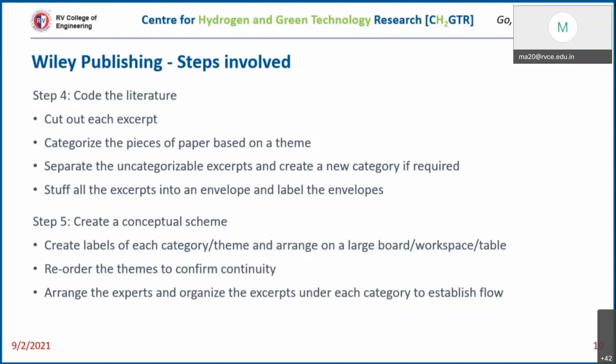So you get a better picture. So just on one table or on one board, you get to see all the information that you have collected. So to do the same thing on a soft copy, it's a little difficult. It might look cumbersome and the visibility may not be very clear. So that is about step 5.